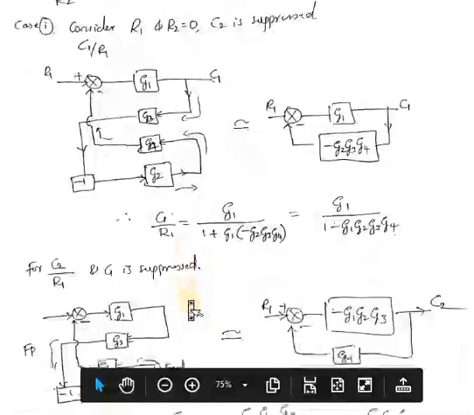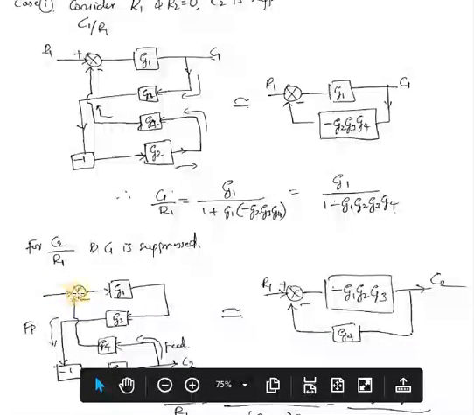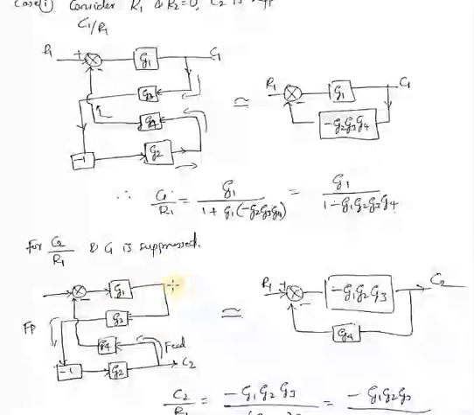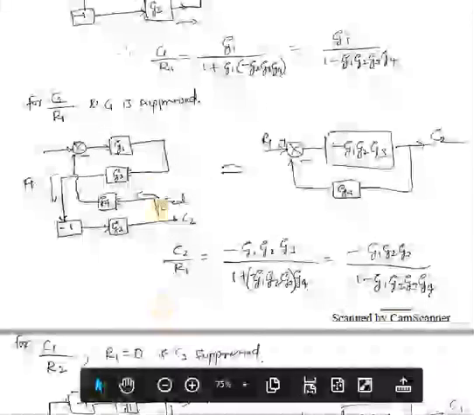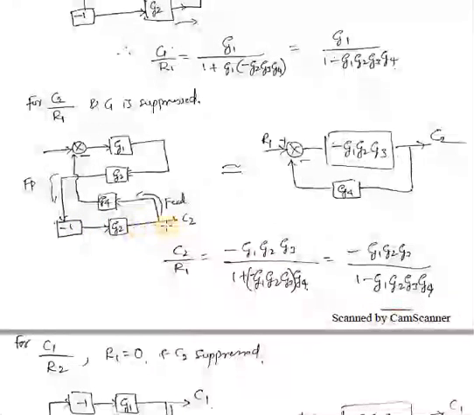Similarly, considering the second case, now we will try to get C2 by R2. That means we are considering R1 as 0 and we are suppressing C1. So in such a case, R1 as it is, G1. Here we are suppressing that C1. From there, it is G2. We are eliminating R2, that is the reason I introduced the minus 1 block here, G2, and you have to consider this C2, then G4 as it is fed to the summing point.